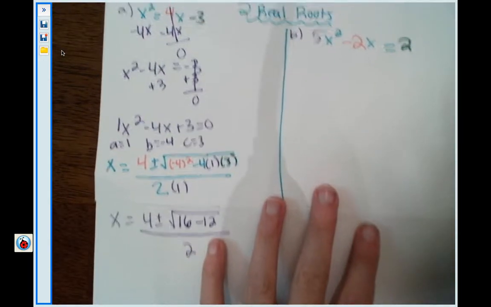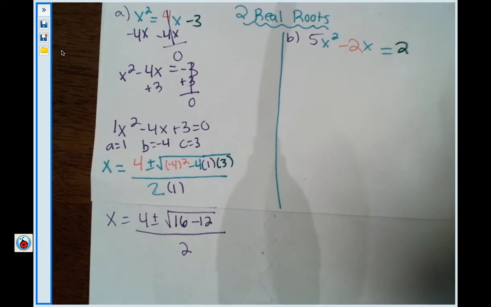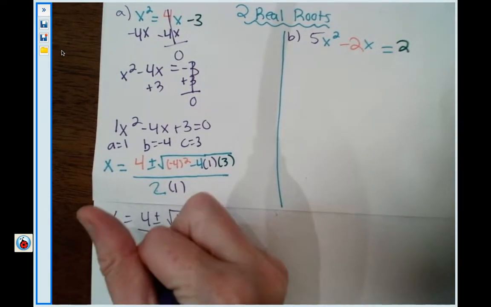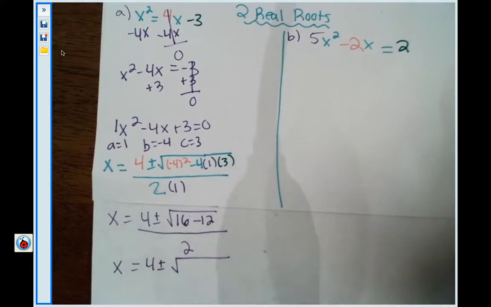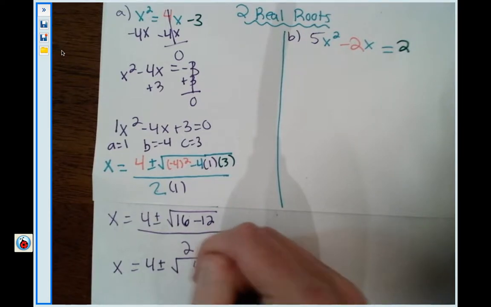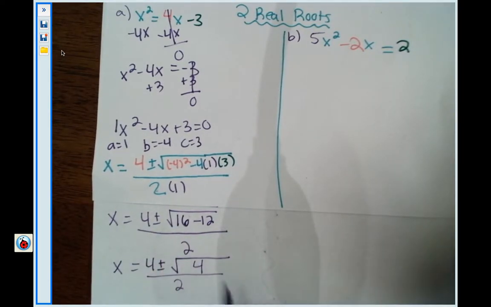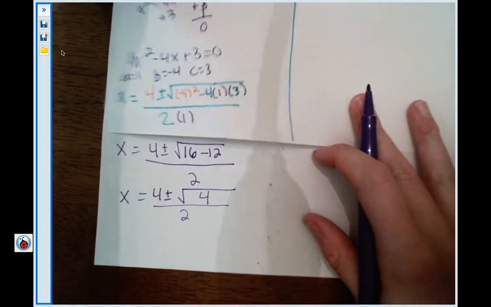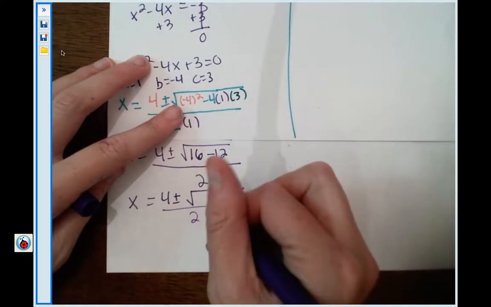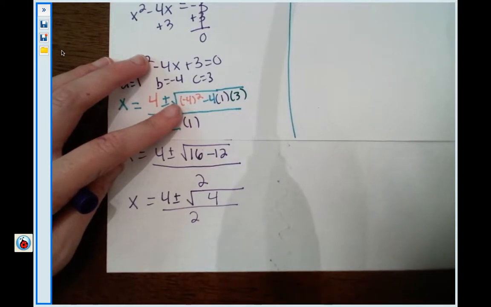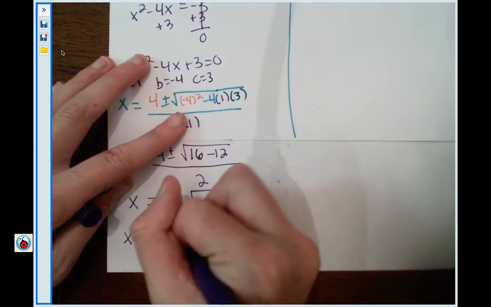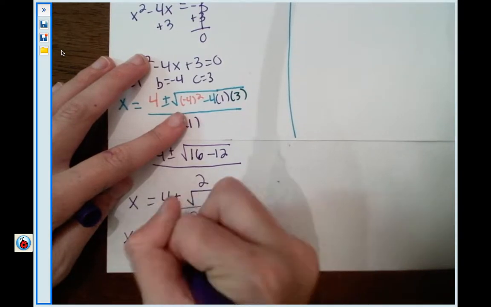Okay, let's keep on going. The next thing, let's keep simplifying this down. So we have x equals 4 plus or minus the square root of 16 minus 12, which is 4, all over 2. So we have the square root of 4. What times what gives me 4? Well, 2 times 2 gives me 4. So this will be x equals 4 plus or minus 2, all over 2.